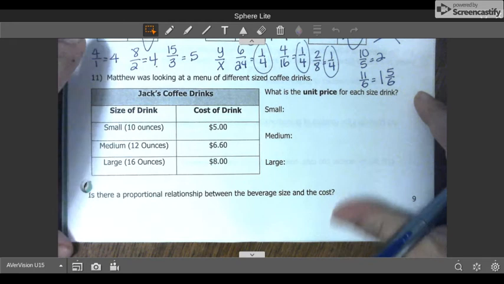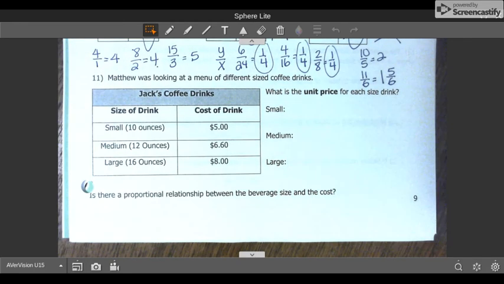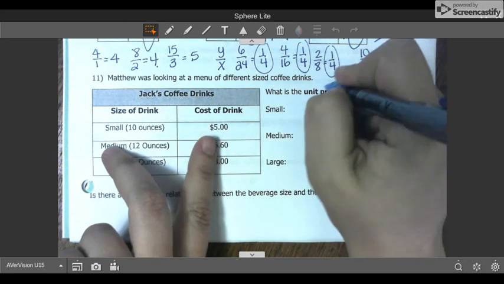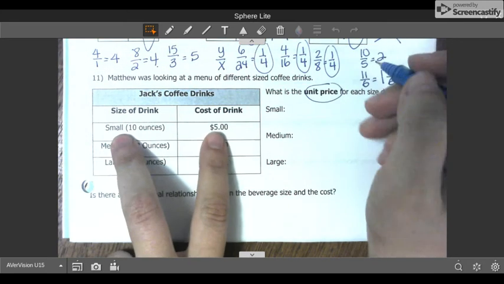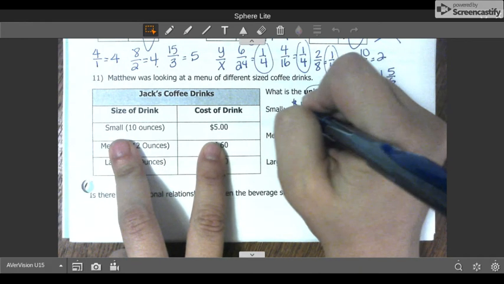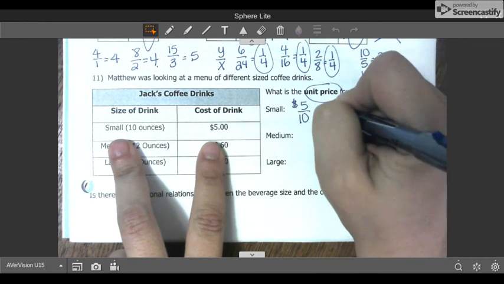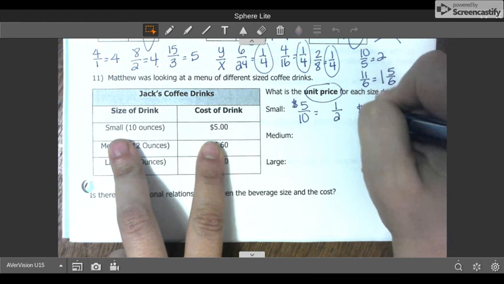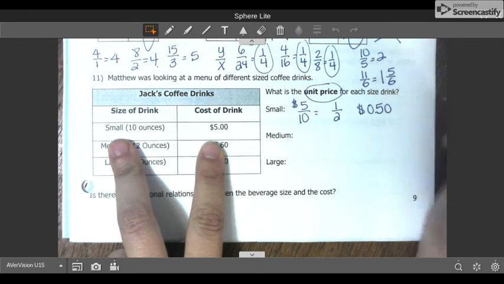Matthew was looking at a menu of different sized coffee drinks. What is the unit price for each size drink? For unit price, you put money on top. So first, let's start with a small. A small is $5 divided by 10 ounces. So the unit price is $0.50, which is 50 cents per ounce.